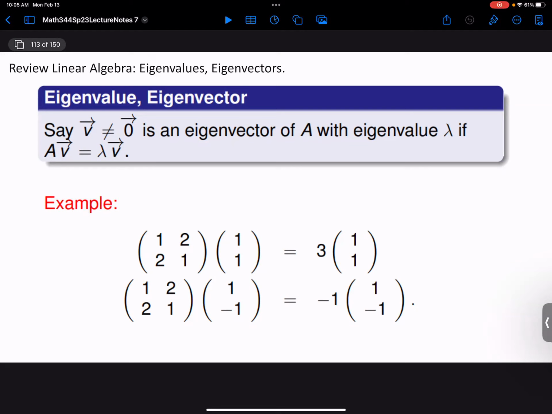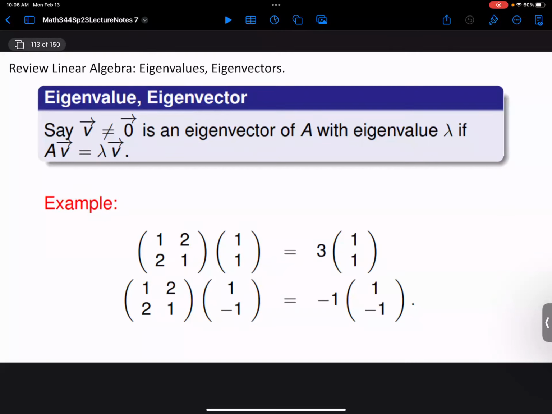It is possible that the eigenvalue is 0. That's fine. But the vector itself is not allowed to be 0. So for example, if I give you the matrix [[1, 2], [2, 1]], and I take the vectors (1, 1) and (1, -1), I see that in the first case, I get back 3 times what I started with. And in the second case, I get back negative 1 times. The first one would be an eigenvector with eigenvalue 3. The second would be an eigenvector with eigenvalue negative 1.